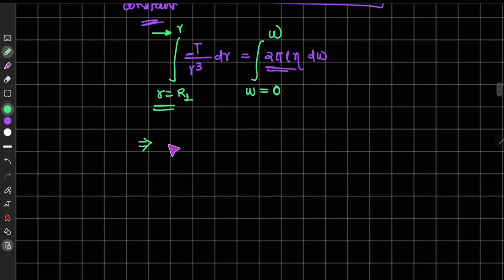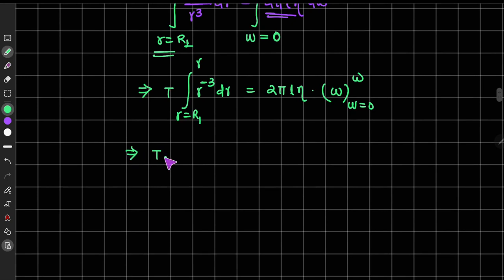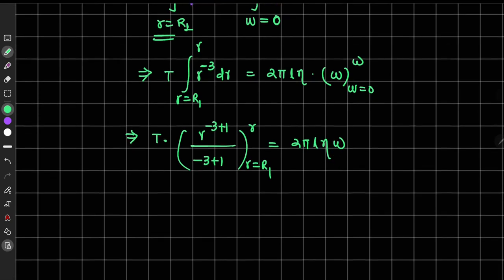Now from here we can write T times r to the power minus 3 dr, integration from r is equal to capital R1 to r, that is equal to 2 pi L eta, and the integration of 1 is omega from omega is equal to 0 to omega. Here we can write T times the integration of r to the power minus 3, which is r to the power minus 3 plus 1 whole divided by minus 3 plus 1, from r is equal to capital R1 to r, that is equal to 2 pi L eta into omega.